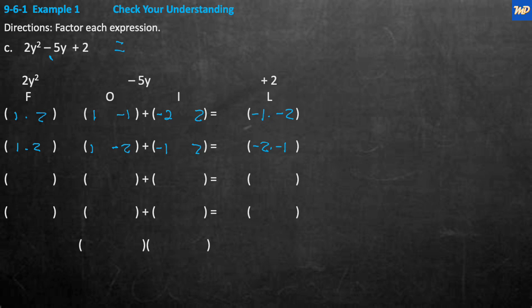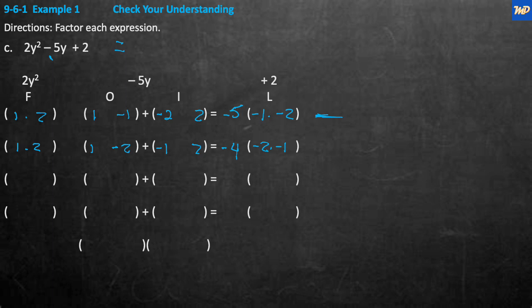Negative 2 times 2 is negative 4. Negative 1 plus negative 4 is negative 5, and we already know that's our answer. But we'll do the other one anyways. 1 times negative 2 plus 1 times negative 2 is going to be negative 4. And we do know that this is our answer. So now that we know that, we're going to fill in our solution.